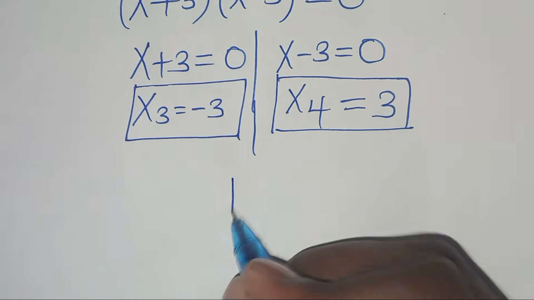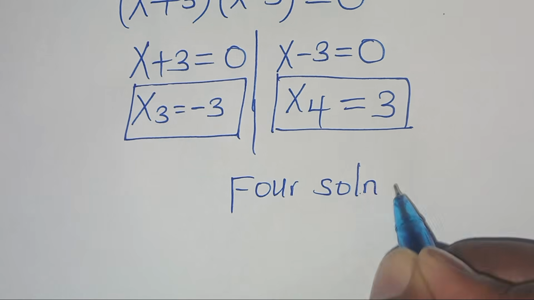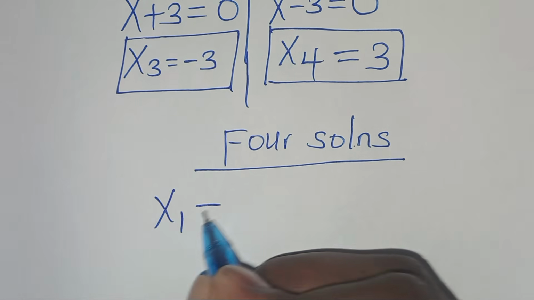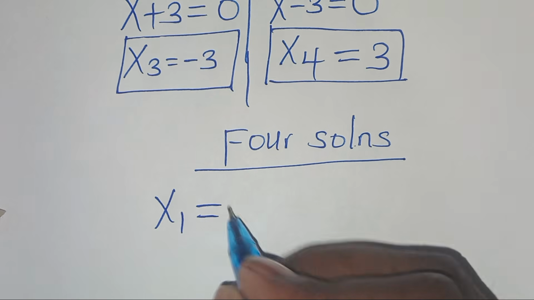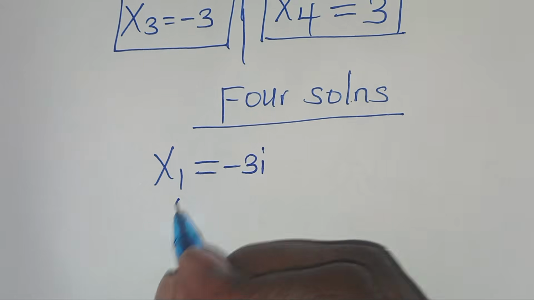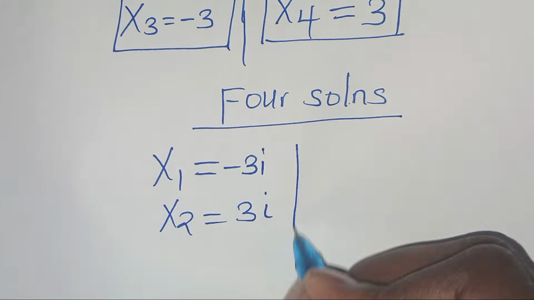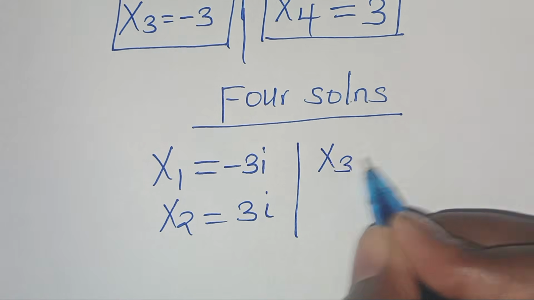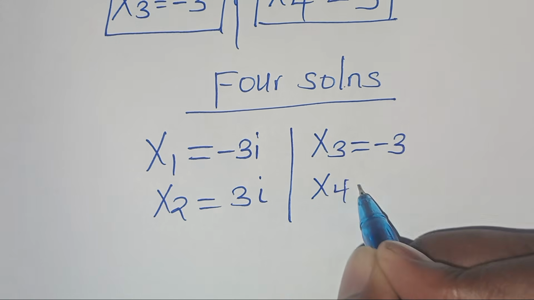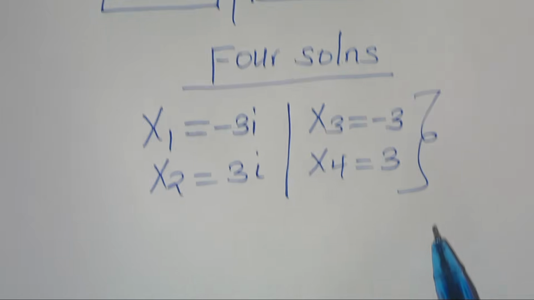So this means that we have four solutions to this algebra problem. x1 is equal to minus 3i, x2 is equal to 3i, x3 is equal to negative 3, and x4 is equal to 3. So these are the four solutions that we have.